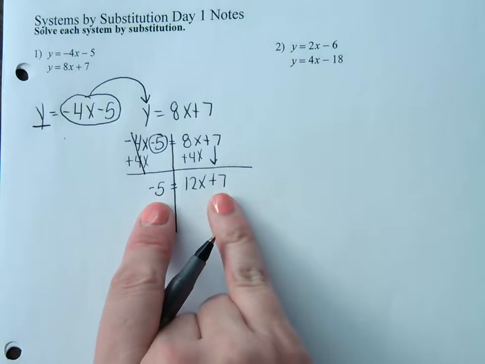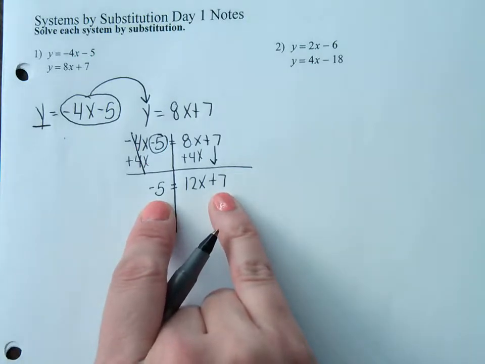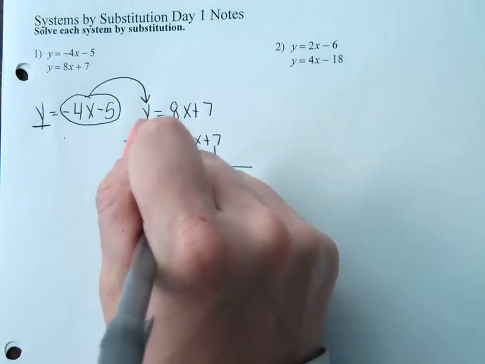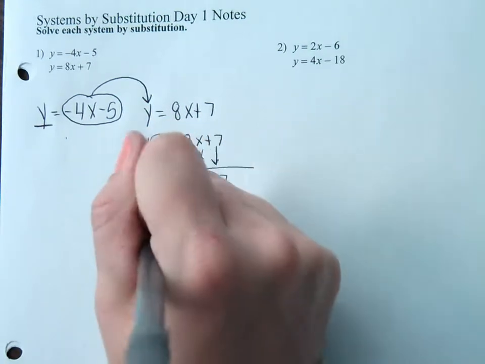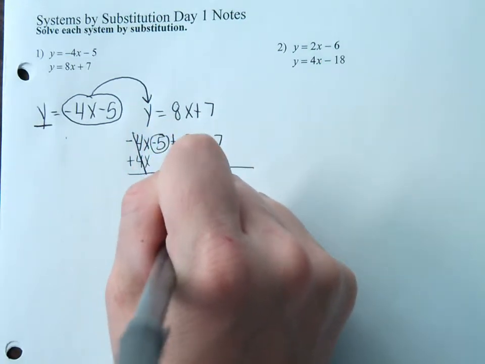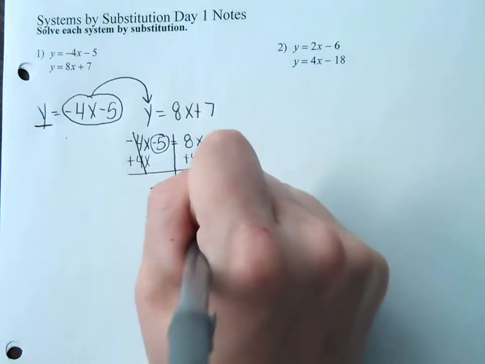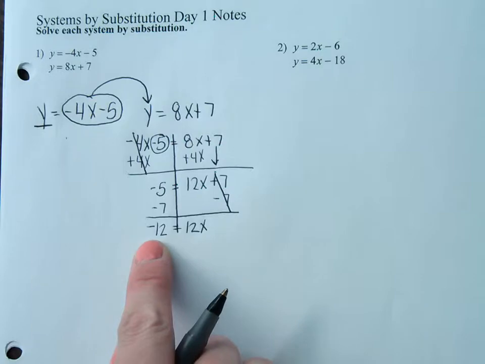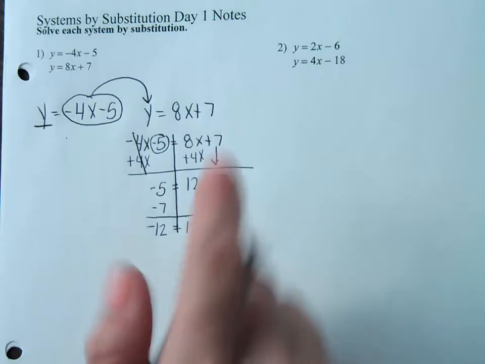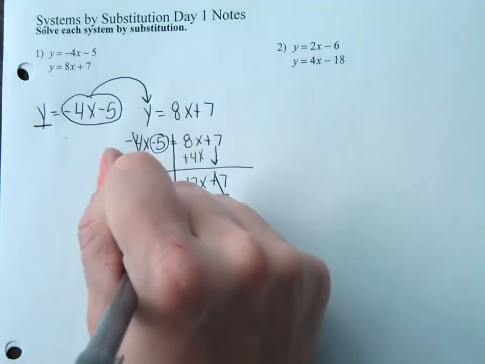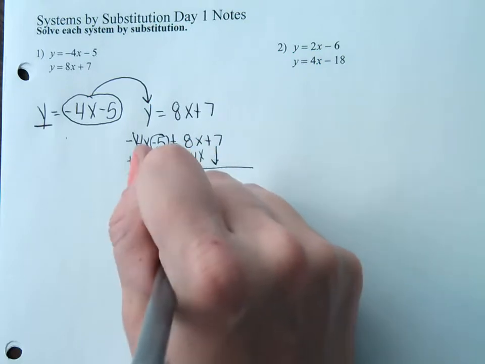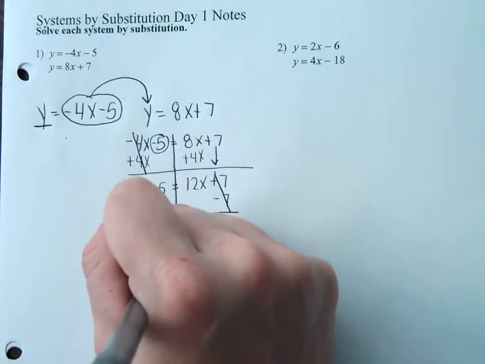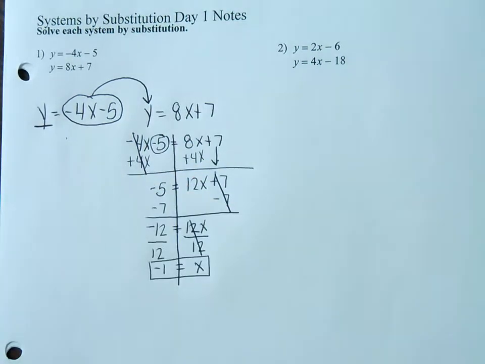Now we need to get all of our constants, or the numbers without variables, to the opposite side. Since that's positive 7, I'm going to subtract 7 on both sides. That leaves me with negative 12 equals positive 12x. The operation happening between 12 and x is multiplication, so I divide both sides by 12. That leaves me with negative 1 equals x.